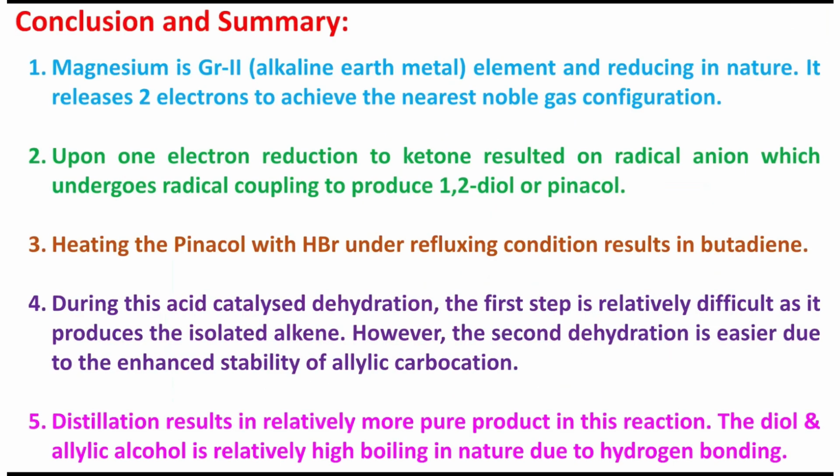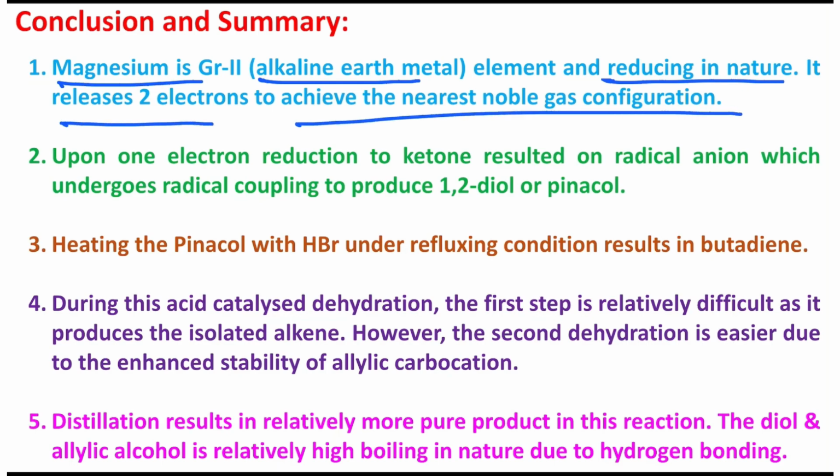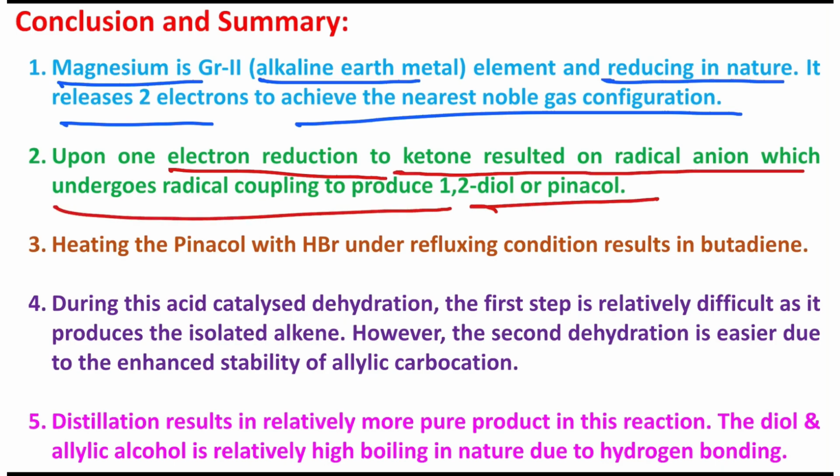Okay, so in conclusion, what we have learned today is that magnesium is actually an alkaline earth metal, and it's reducing in nature because it prefers to release 2 electrons to achieve the nearest noble gas configuration, so it's a reducing agent. Now upon 1 electron reduction of ketone, this resulted in a radical anion which undergoes radical coupling to produce a 1,2-diol or pinacol derivative, and this pinacol can undergo acid catalyzed dehydration, and if this dehydration, meaning refluxing condition, is done in the presence of HBr, it results in butadiene.